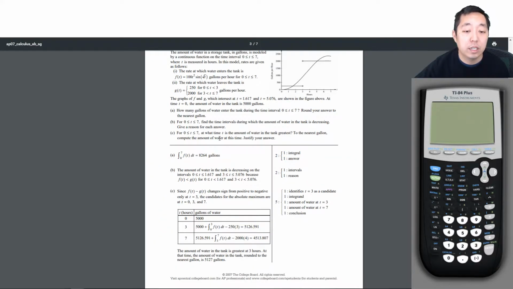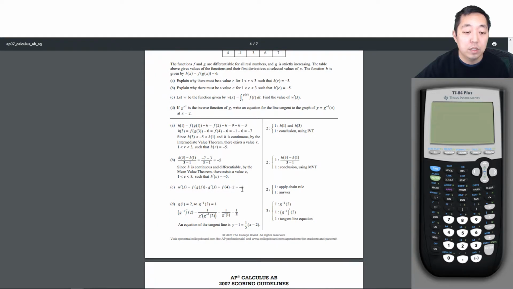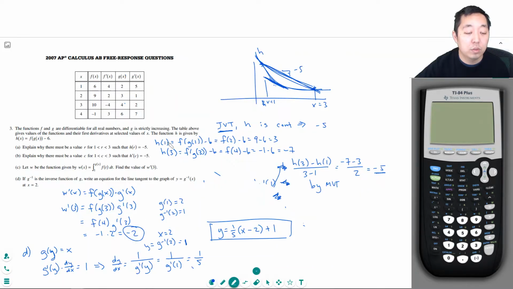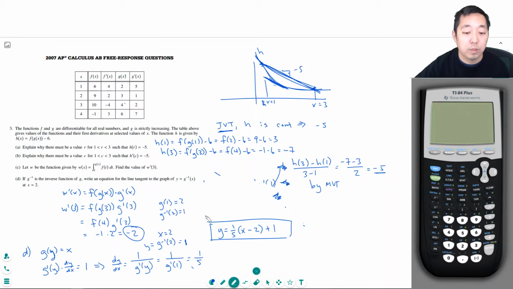So let's take a look at how we did. So this is continuous by the intermediate value theorem. There exists an r. H is continuous and differentiable, so by the mean value theorem, there exists a c. This was -2, which I got. And this is y minus 1 equals 1/5 times x minus 2. I brought the 1 to the other side. So I got the same thing there.